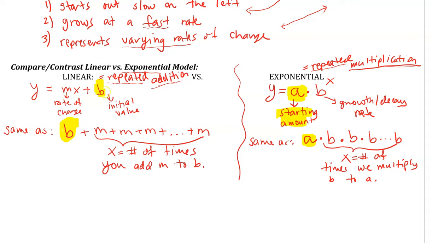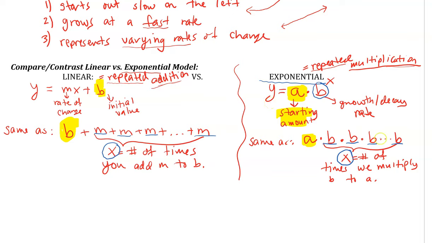So we begin with some initial value. And then we continue with a repeated operation. So then we add m over and over again, plus m, plus m, plus m, whatever number of times x is. x is just telling us how many times we've added m to b. And then similarly with exponential functions, we do a similar thing with this base b. We just multiply that base over and over again. A times b times b times b times b, a repeated multiplication of b depending on whatever number x is. Whatever number I plug in for x tells me how many times I'm going to multiply my base b to my initial amount a. So that is how they're similar, and sometimes that can help us with graphing exponential functions or just thinking about why the y values change so fast.